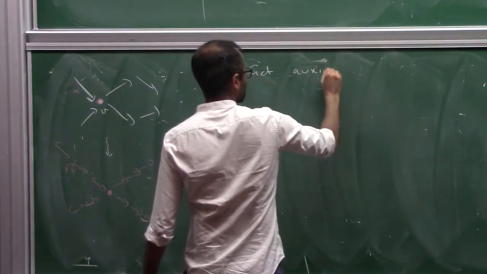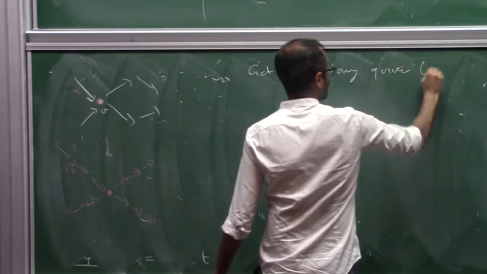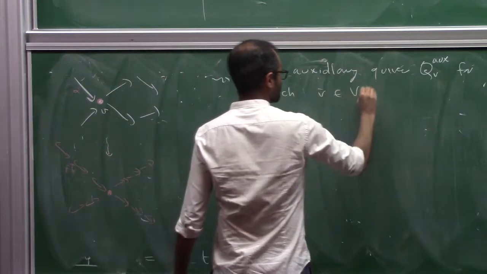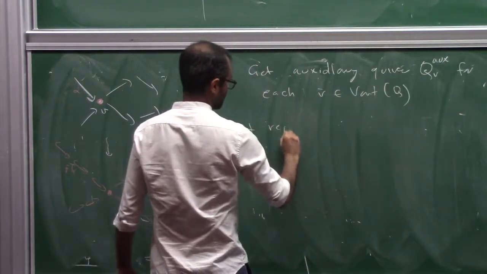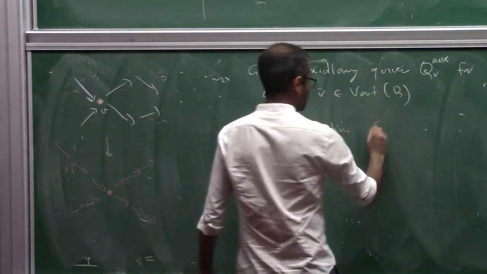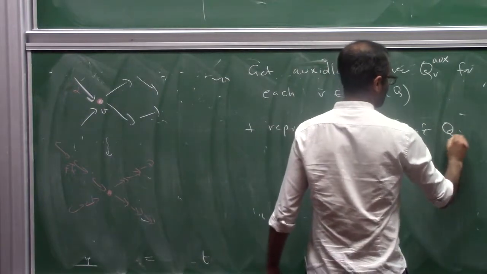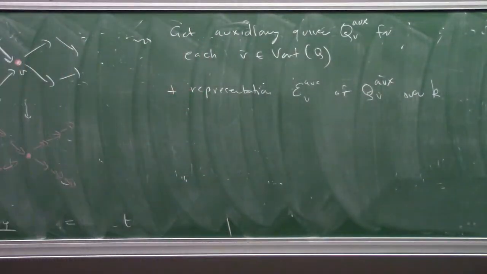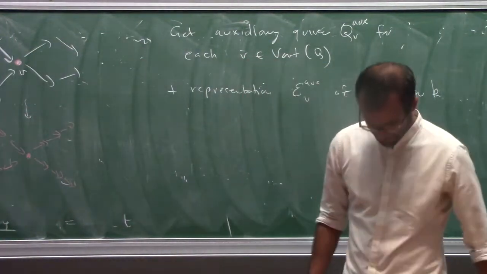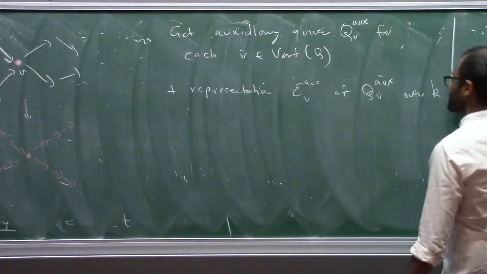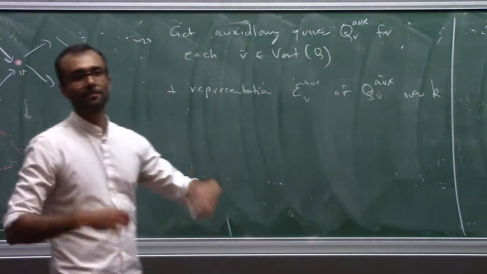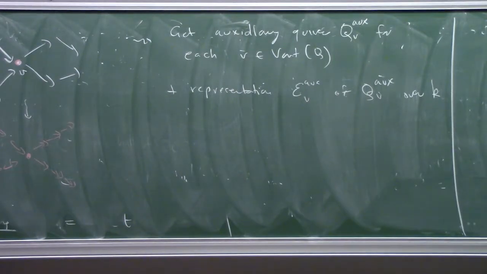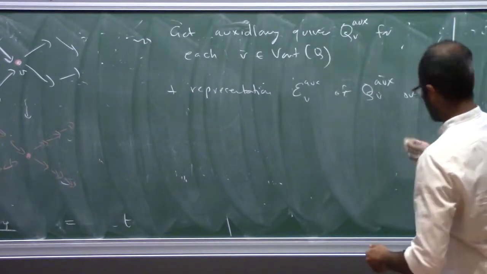So you get an auxiliary quiver Q sub V auxiliary for each V in vertices of Q, plus a representation E V aux of the auxiliary quiver over the residue field, over little k. So we somehow reduce this situation to little k. Okay, so far we started with our quiver, we had some representation, and we put metrics on the quiver representation over the non-Archimedean field, and we got a bunch of auxiliary representations of auxiliary quivers for each vertex. So now I'm going to introduce some further auxiliary data.